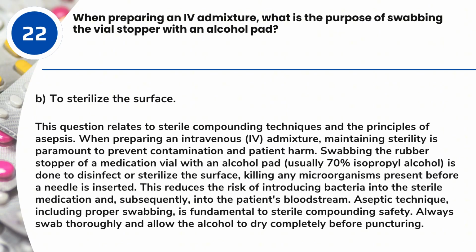Answer B. To sterilize the surface. This question relates to sterile compounding techniques and the principles of asepsis. When preparing an intravenous admixture, maintaining sterility is paramount to prevent contamination and patient harm. Swabbing the rubber stopper of a medication vial with an alcohol pad, usually 70% isopropyl alcohol, is done to disinfect or sterilize the surface, killing any microorganisms present before a needle is inserted.